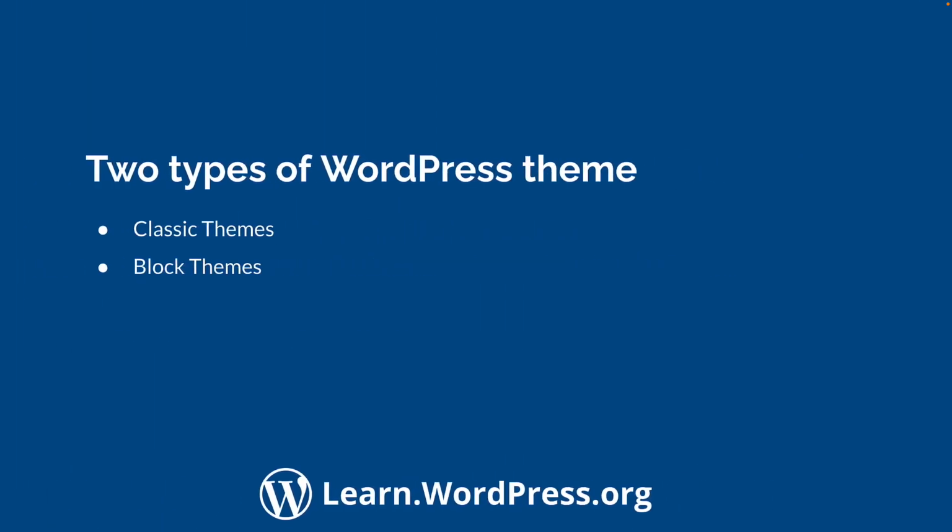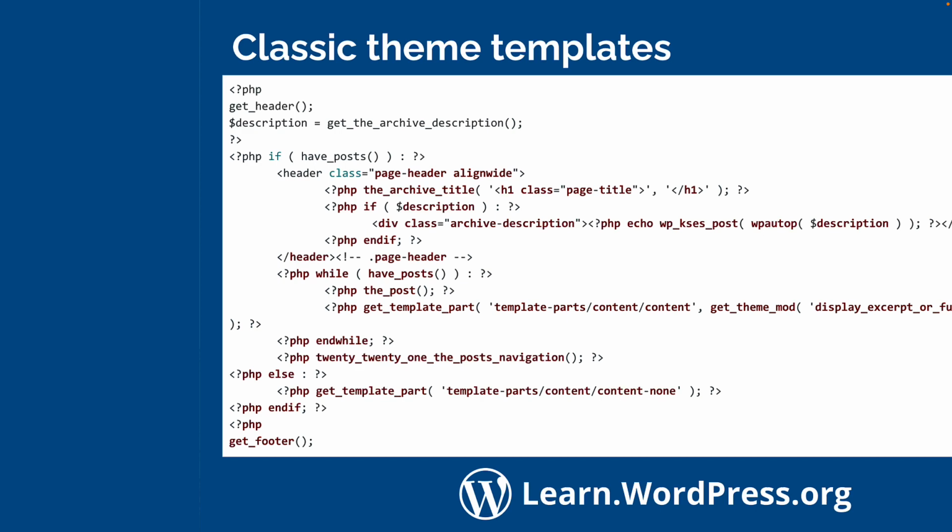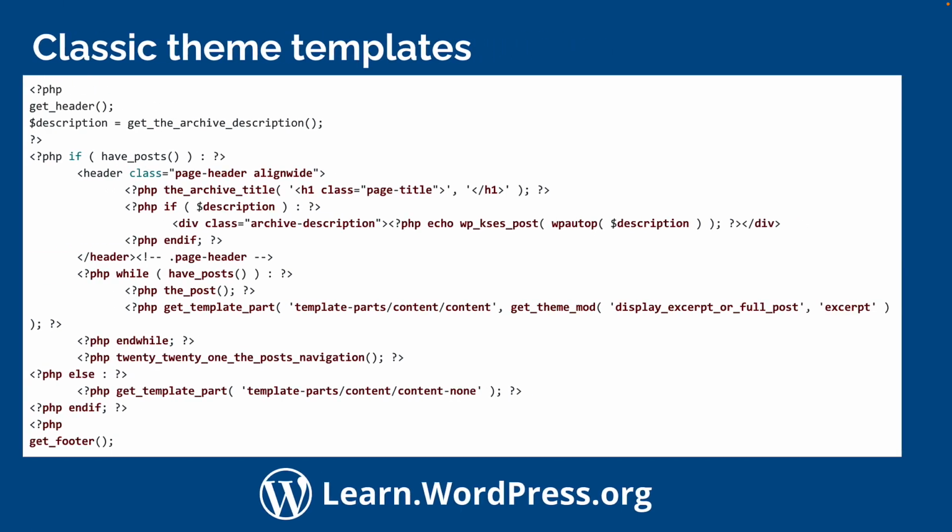There are two types of themes available in the WordPress theme repository: block themes and classic themes. Ever since WordPress included support for themes in version 1.5, theme templates have been PHP files that typically contain either PHP code or a mix of PHP code and HTML markup.